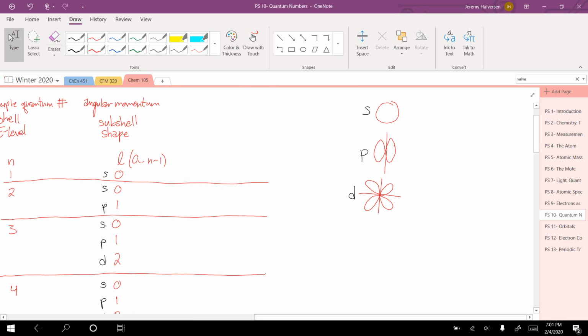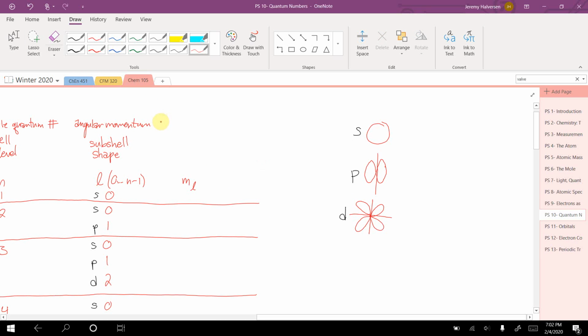That brings us to our next quantum number. The next quantum number is m sub L. M sub L is called the magnetic quantum number, and we would usually call it the orientation or the actual orbital. Whereas L told us the types of orbitals, the shapes of orbitals that can exist, m sub L tells us the actual orbital that exists.